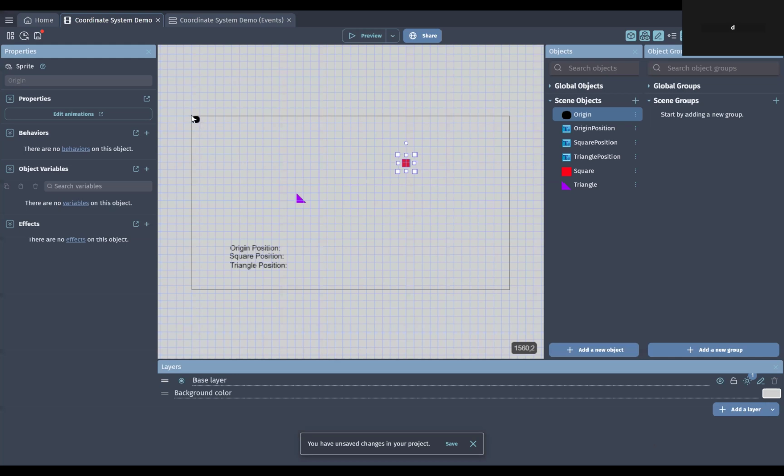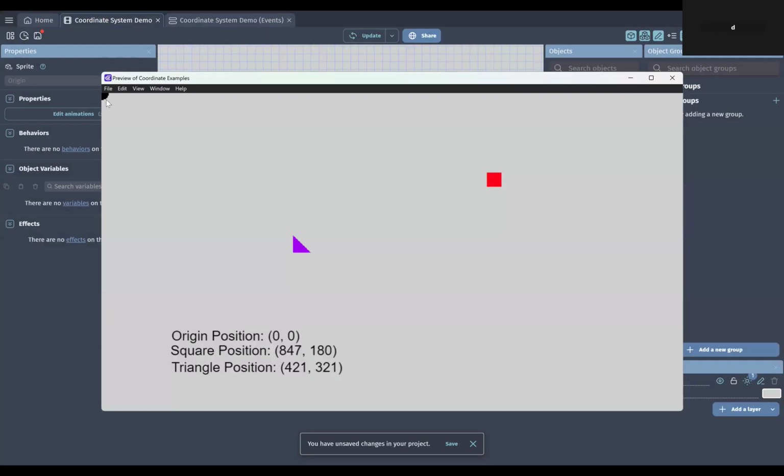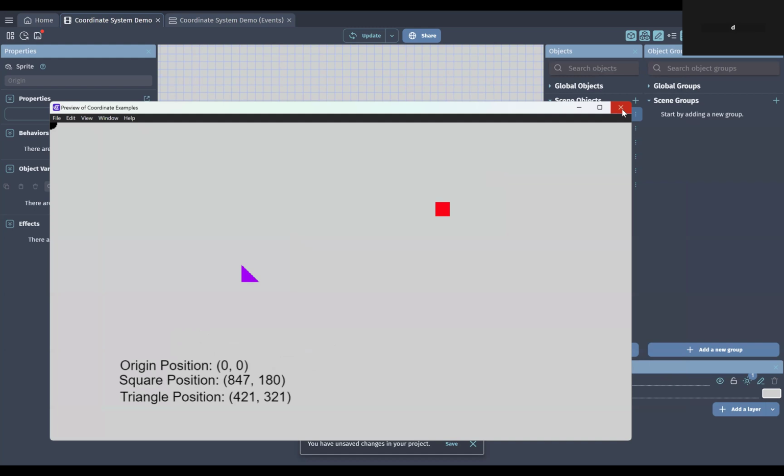Look what happened. Now the reference point is at the center of the circle, and that center point starts drawing at the top left. Now, if I preview that, only that bottom quadrant of the circle is in the screen. The rest of it is outside. So that's why it's important that you know where the origin of your objects are.